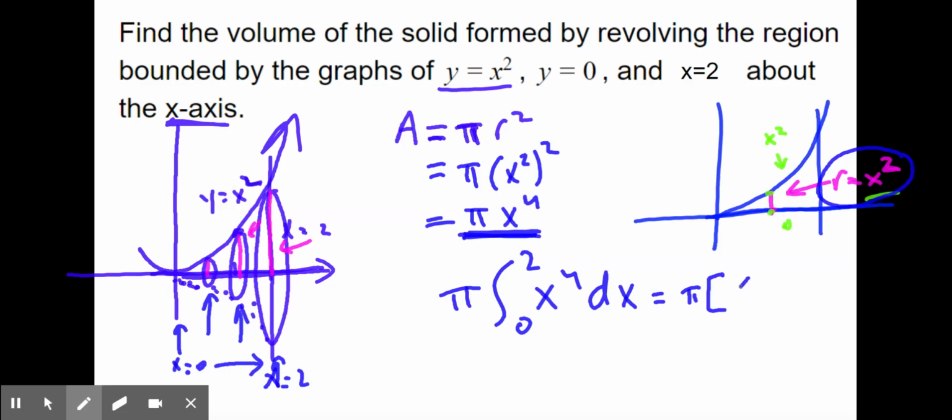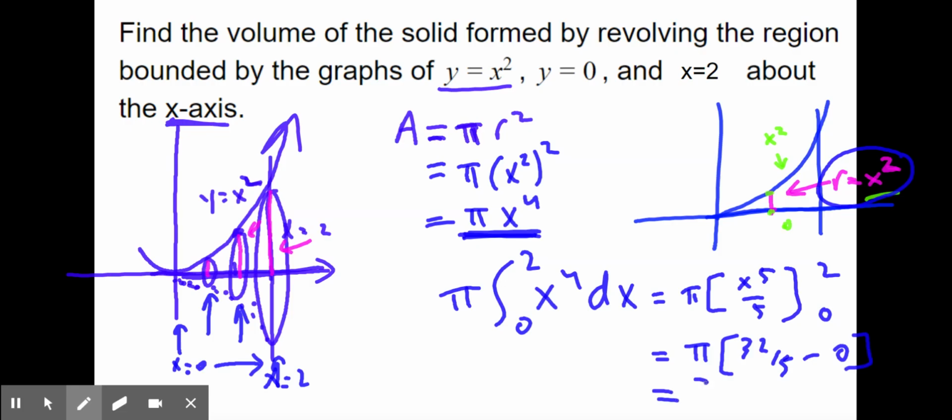The antiderivative of x to the 4th would be x to the 5th over 5, from 0 to 2. Then I'll just plug 2 in for x. So it's 2 to the 5th, which is 2, 4, 8, 16, 32. So it's going to be 32 over 5 minus, when I plug in 0, it's just 0. That then simplifies to 32 pi over 5. So that is the volume of that weird Hershey Kiss looking region that I've graphed over here.